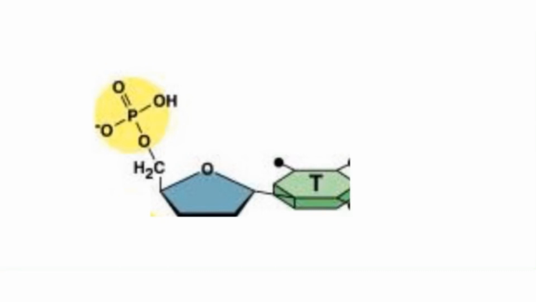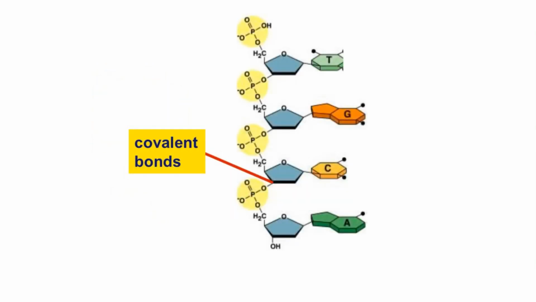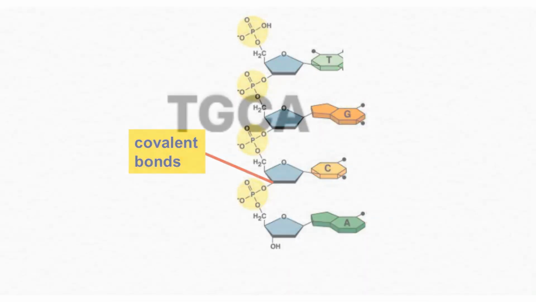Nucleotides attach to one another in a long strand of polynucleotides. The bond that holds these nucleotide monomers together is called a covalent bond. The order of nucleotides on this strand is T, G, C, A. Given this sequence of nucleotides, write the complementary sequence.